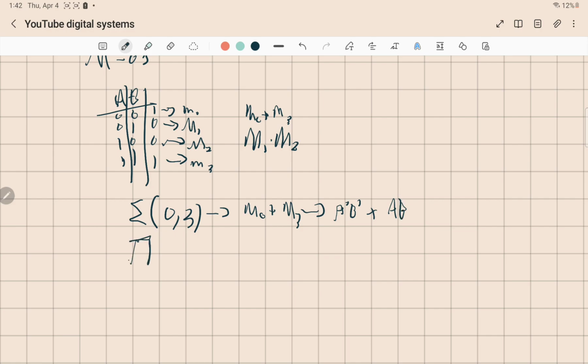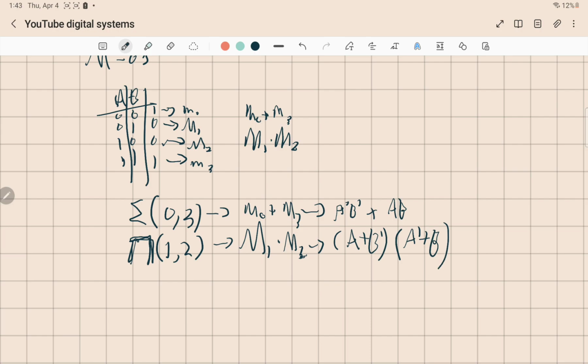Another one, the opposite of that, is product of sums, represented by a pi in Greek letters. So this is 1, 2, which equals max term 1 times max term 2, which is equal to A plus B not times A not plus B. Okay?